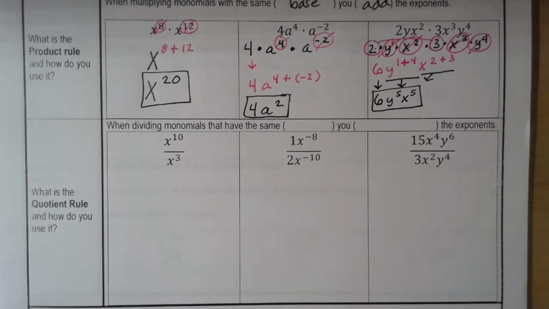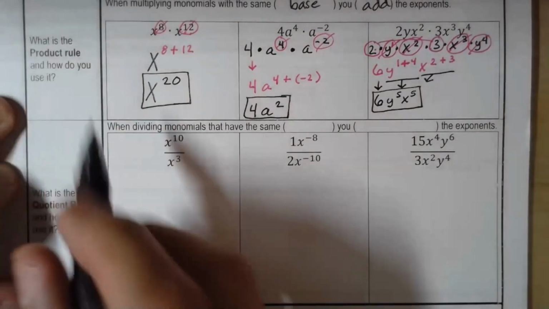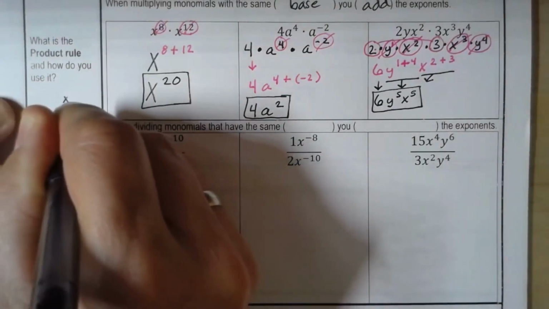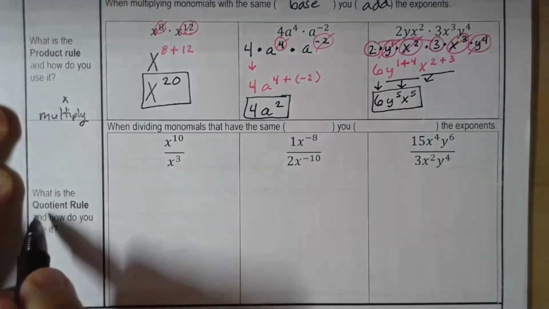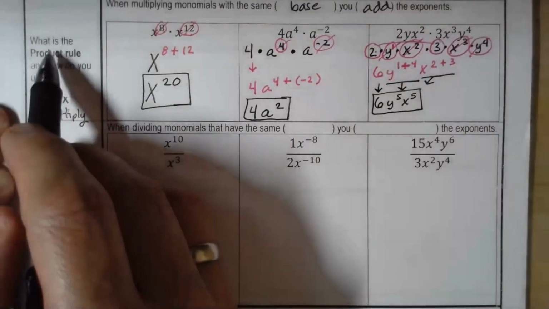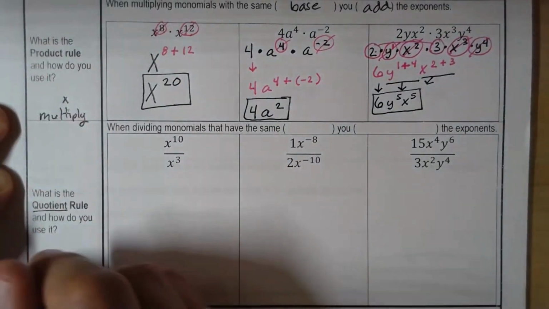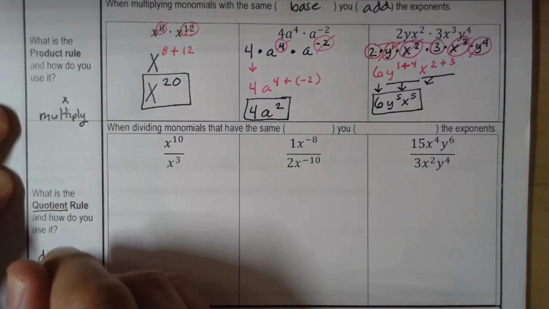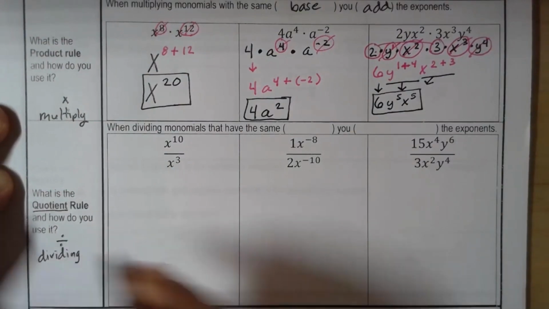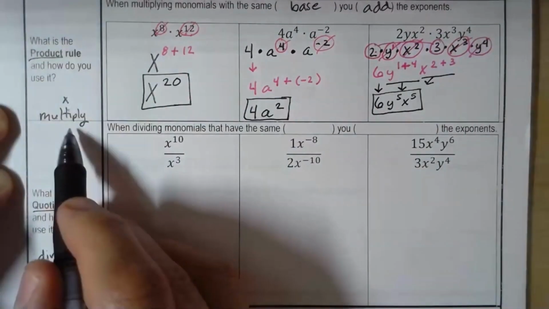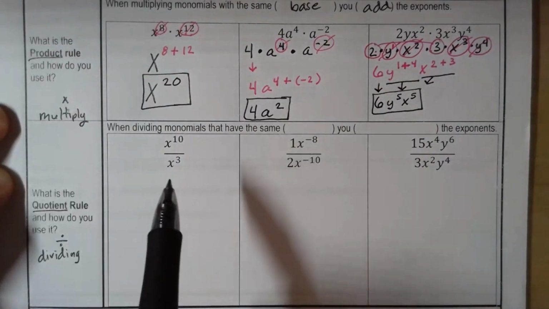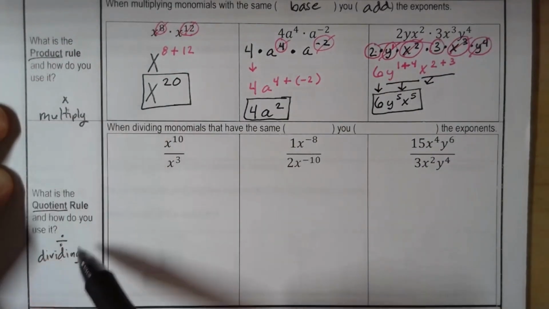Well, the first thing I want you to think about is, when we said product rule over here, we were talking about multiplication. So I'm going to write multiply. When we talk about quotient, it's the opposite of the product rule, right? So the opposite of multiplying is dividing. So right here I'm going to put dividing, put the division sign. So product means multiply, quotient, dividing. So I want you to think about inverse operations. The opposite of multiplying is dividing.